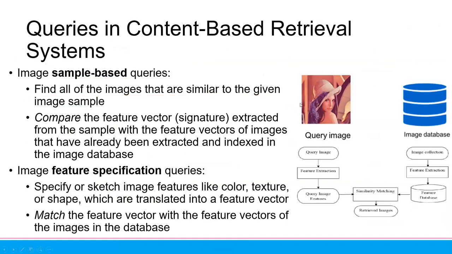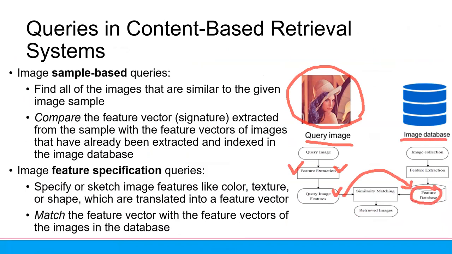So for example, I have this image. People call this the image of Lena. I have this image and I want to query it. When I want to query this image, I need to extract the features. You already did this on your assignment, the feature extraction. After the feature extraction, you have the query image features based on this query image. And then you can compare with the feature database. What is the feature database? The feature database comes from the image database. There is a large collection of images, and we extract the features from those images and put those features into the feature database.